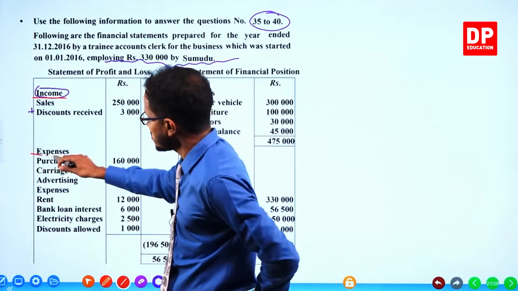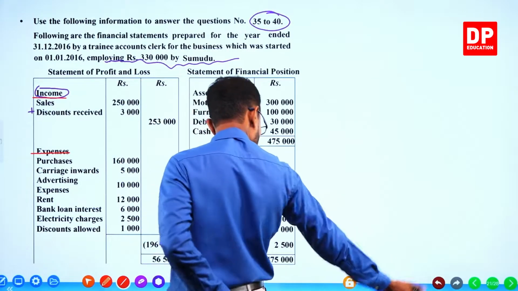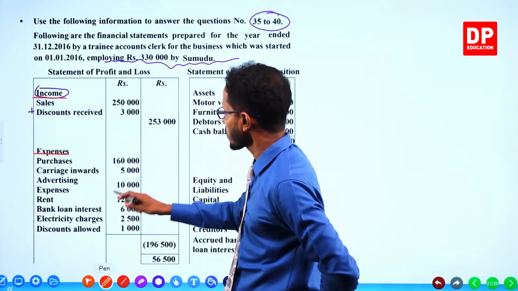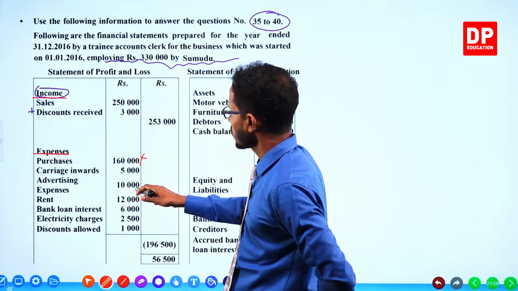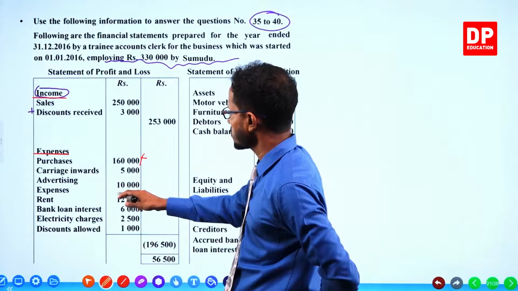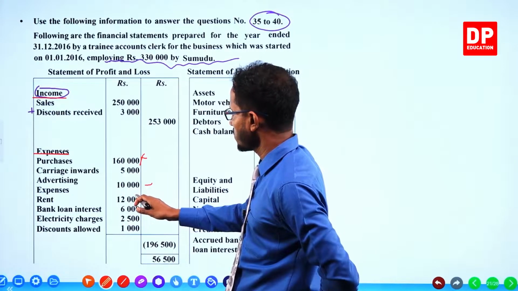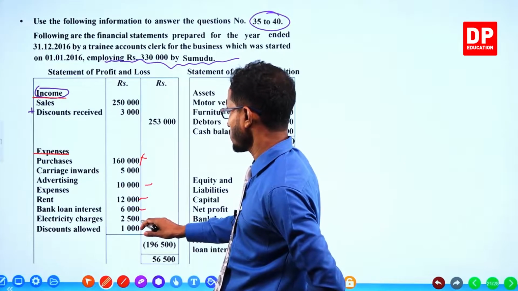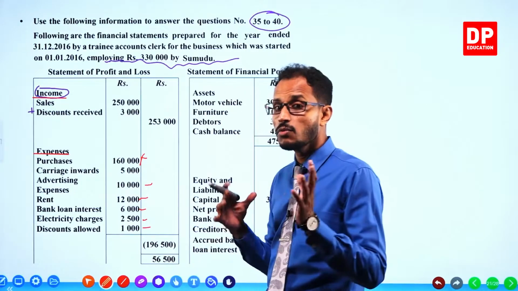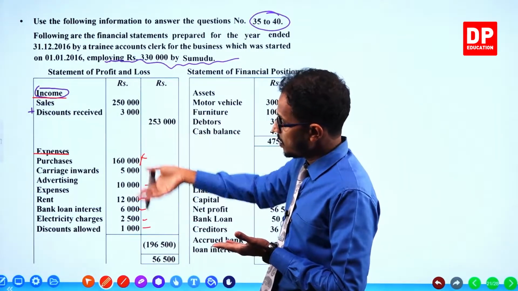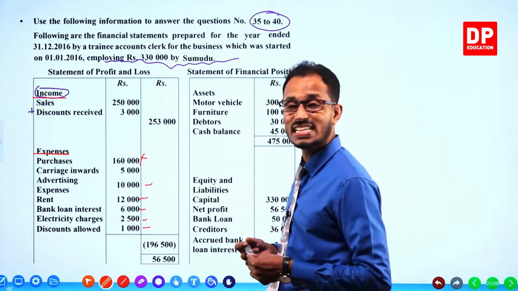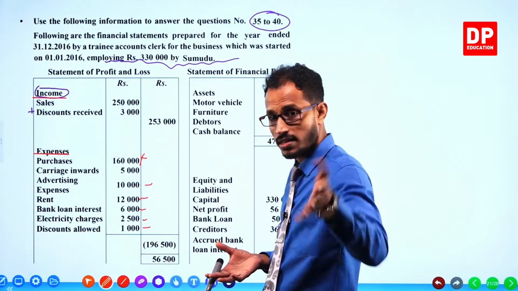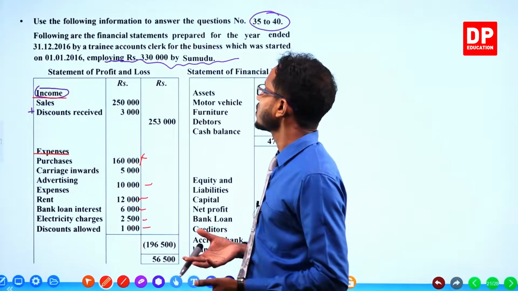And under expenses, she has included purchases and everything. Purchases, this is wrong. Carriage inwards added to purchases, advertising expenses, rent, bank loan interest, electricity, discount, all under the same list. Purchases and carriage inwards and everything. Yeah, it's wrong.